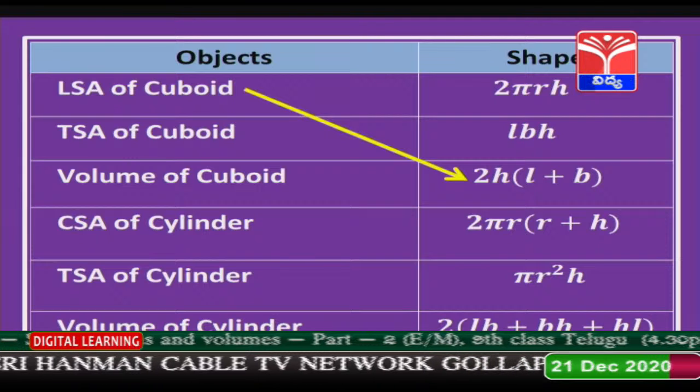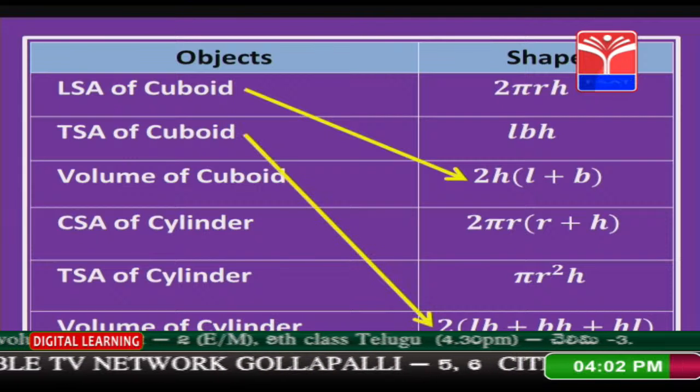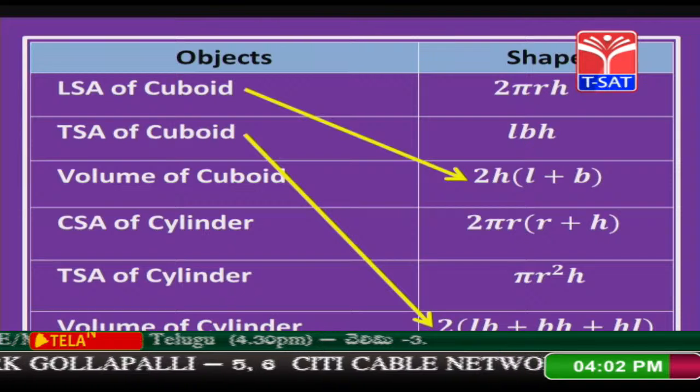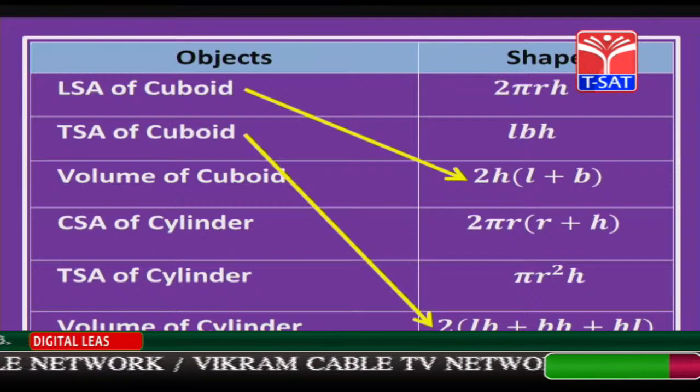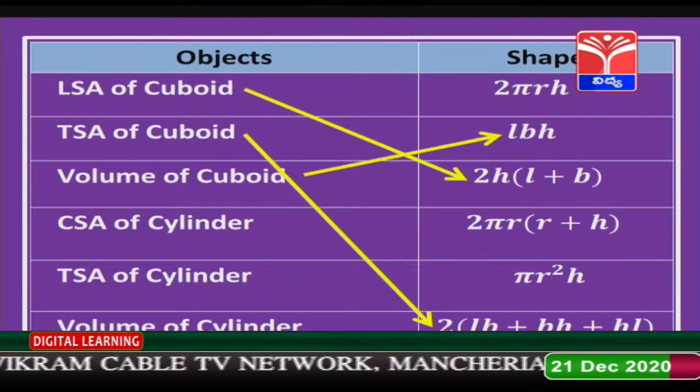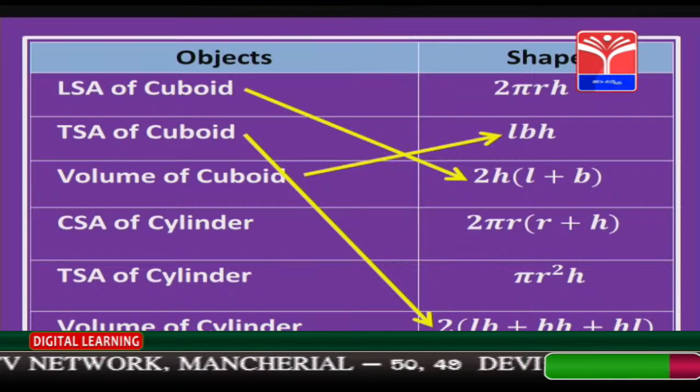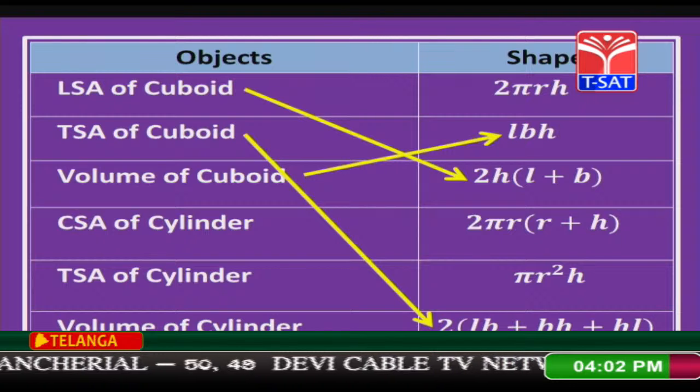What about TSA of cuboid, children? You are right once again. It is 2 into (LB plus BH plus HL). Now, what about the volume of the cuboid, children? You are right once again. It is L into B into H.